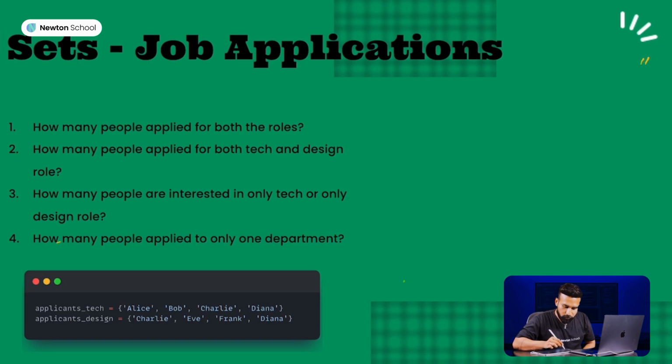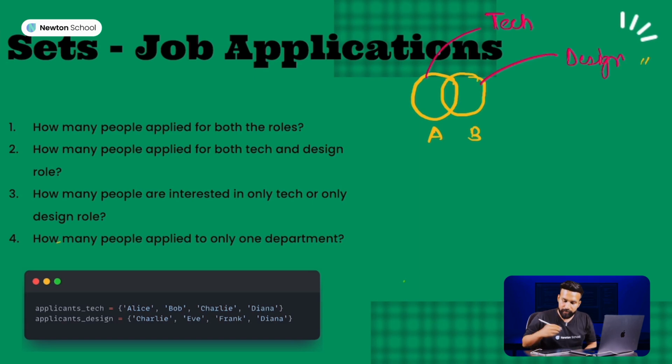In mathematics, if you have learned, you define one set using a circle in a Venn diagram. So I have defined a circle, let's say A, another circle, let's say B. Here, A is defining all the people who applied for a tech role, and B is defining all the people who have applied for a design role. To start with, if I want to say, give me a list of people who have applied for any role, I don't care about what role they have applied. I just want to know the details of all the people.